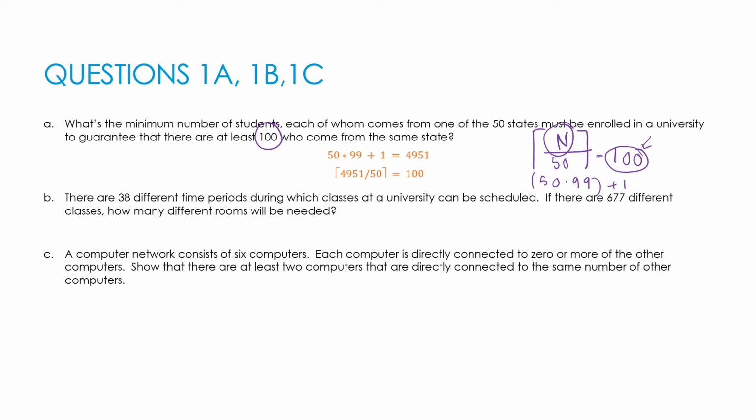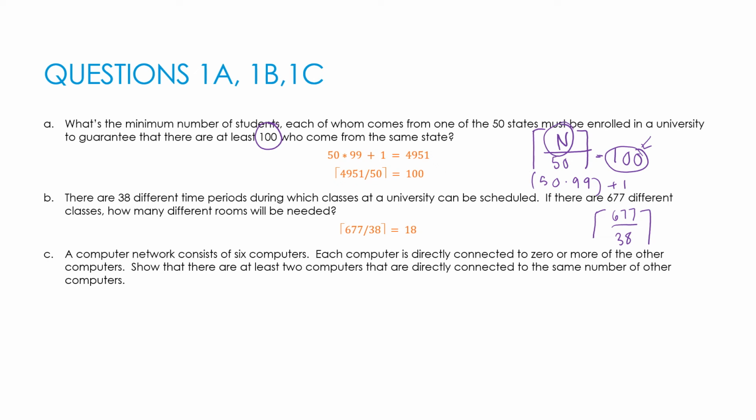Part B. There are 38 different time periods during which classes at a university can be scheduled, and 677 different classes. How many rooms will be needed? This one's real straightforward. Ceiling function, 677 divided by 38, and that gives us 18.